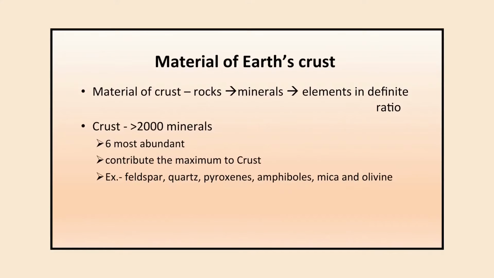Now what are the materials that are found in the earth's crust? The material of the earth's crust is made up of rocks, rocks are made up of minerals, and minerals are made up of elements in a definite ratio. So elements make minerals, minerals make rocks, and rocks make the uppermost crust of the earth. The crust has more than 2000 minerals, out of which 6 are the most abundant: feldspar, quartz, pyroxenes, amphiboles, mica and olivine.